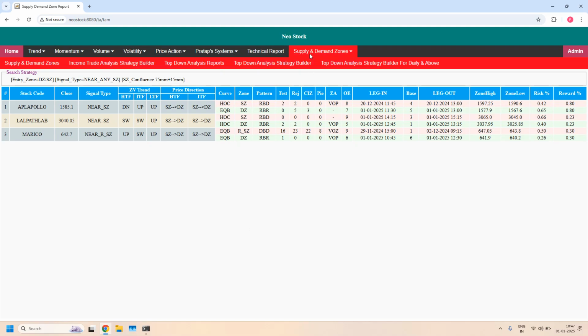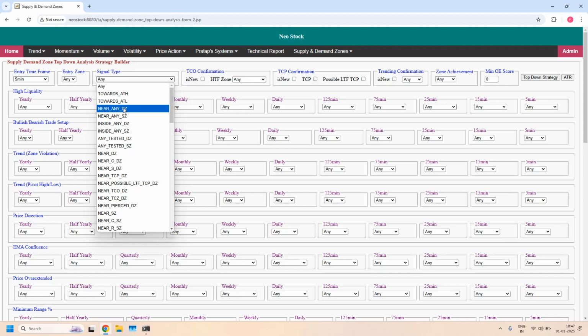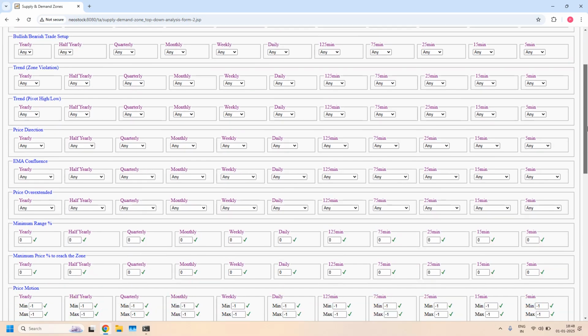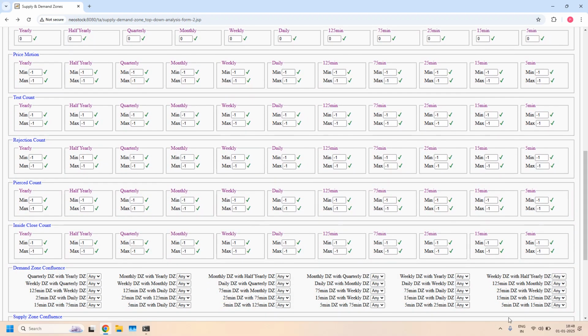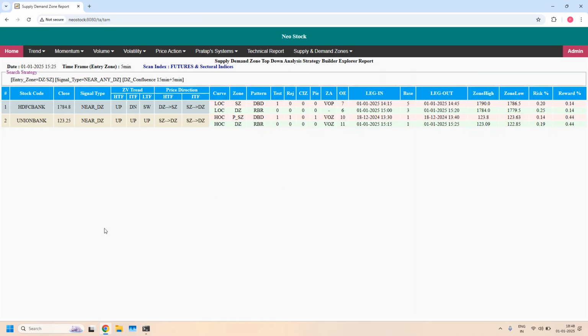Okay, next time frame is 5 minutes. Stocks near 5 minutes demand zone. 4 stocks are filtered. Let us look for LTF and ITF demand zone confluence. That is 5 minutes and 15 minutes demand zone confluence. I am enabling the filter. Out of 4, 2 stocks are having ITF confluence. That means these 5 minutes demand zones are part of the 15 minutes demand zone.